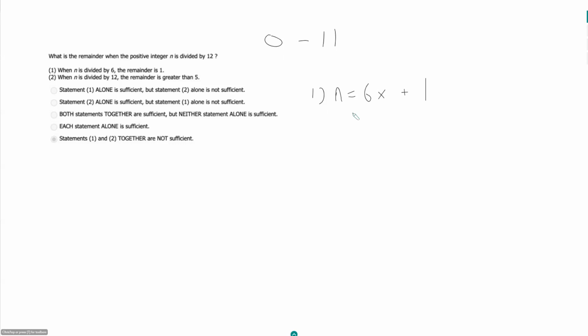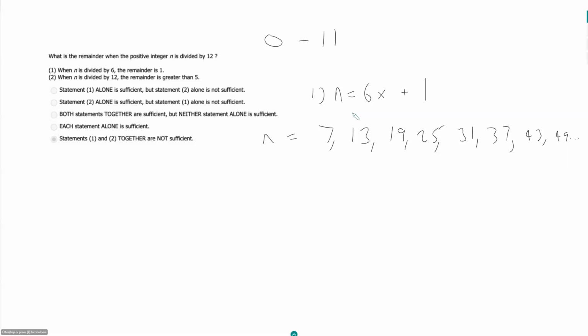With this equation, I can very quickly generate a bunch of examples of n, because when x is equal to 1, n will be equal to 7. When x is equal to 2, n will be equal to 13, and it will go up by 6 every single time. So I got 7, 13, 19, 25, 31, 37, 43, 49, etc. These are all possible values for n.